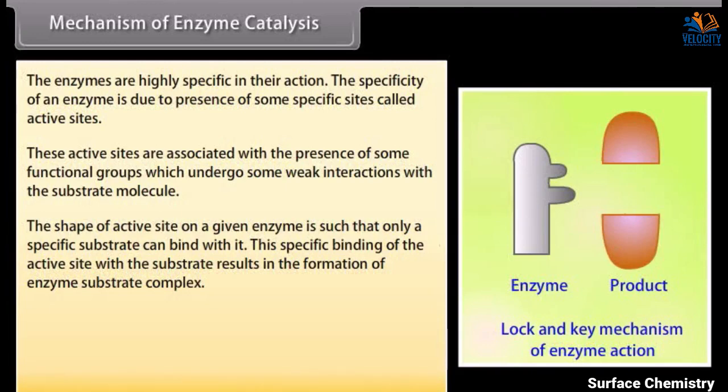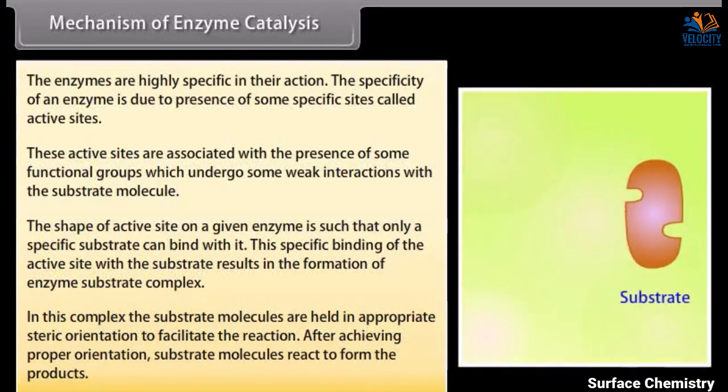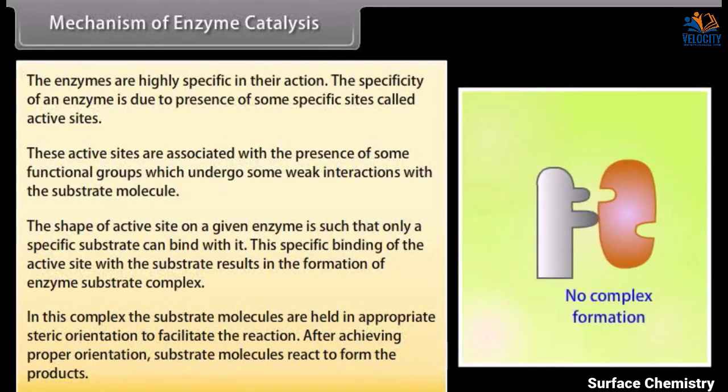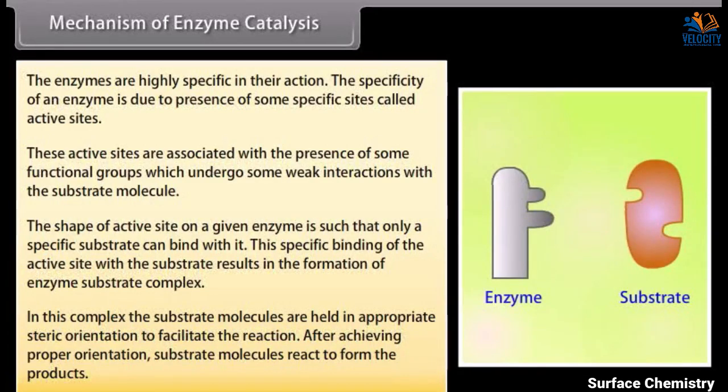it. This specific binding of the active site with the substrate results in the formation of the enzyme-substrate complex. In this complex, the substrate molecules are held in appropriate steric orientation to facilitate the reaction. After achieving proper orientation, substrate molecules react to form the products. As product molecules do not have affinity for the enzyme surface, they immediately leave the surface so that fresh substrate molecules bind with the active site.